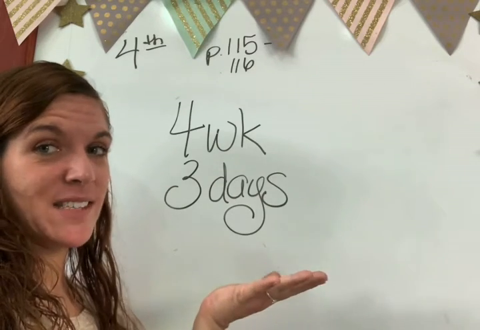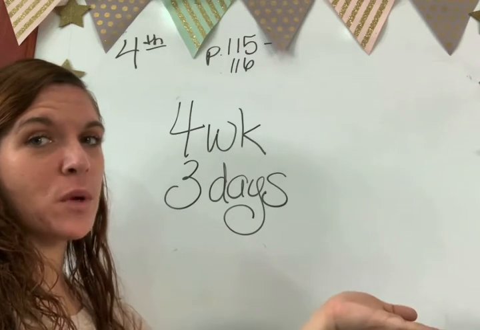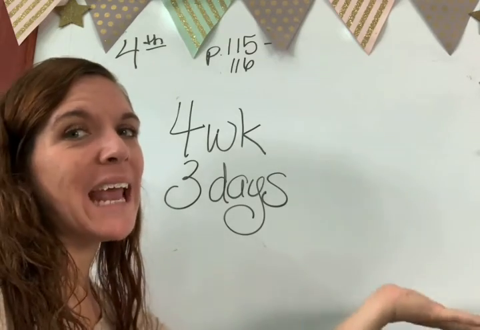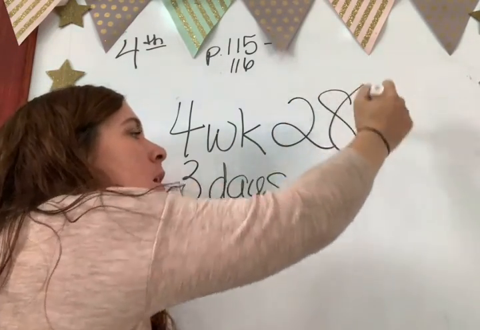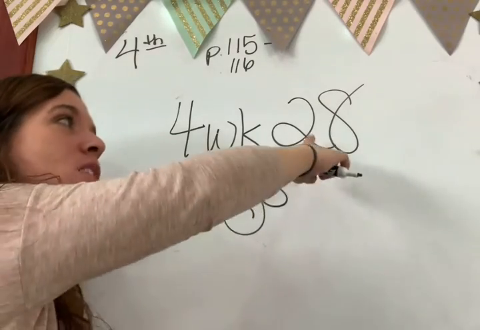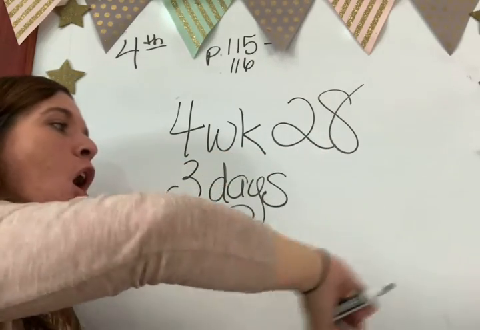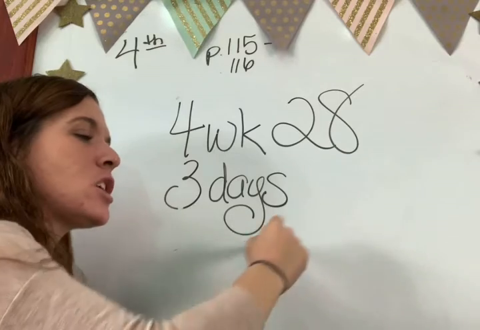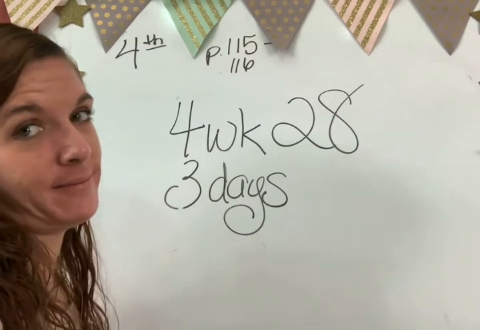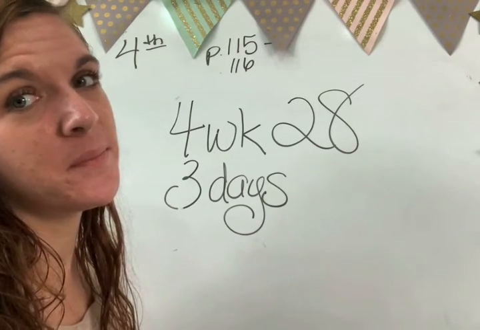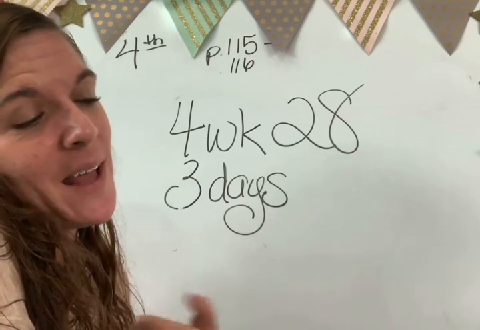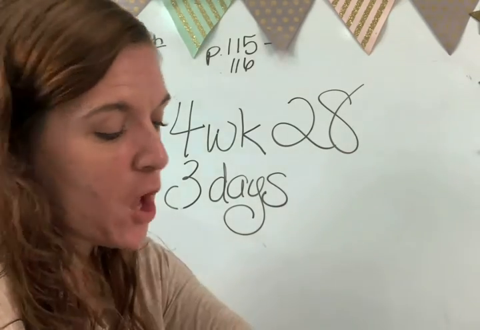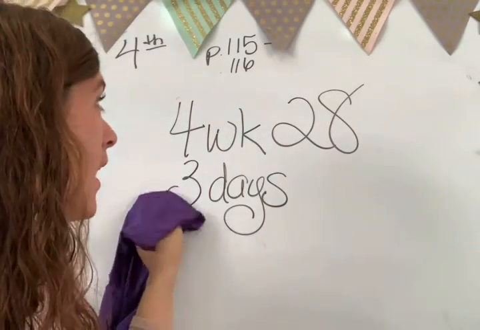There's 7 days in a week. I have 4 weeks, so 7 times 4 is 28. So there's 28 days in 4 weeks. Plus, she did another 3 days. So in all, how many days did she do? Fernanda? Maybe she's right, maybe she's not. I'm not going to tell you. I want you to figure it out. Okay. I'll tell you when I check it.